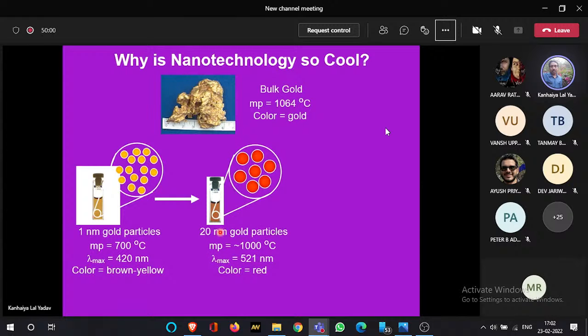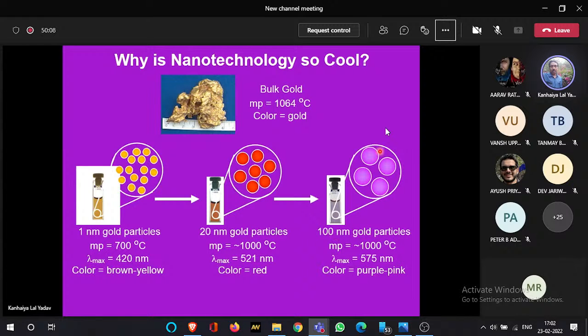If you make it 20 nanometer gold particles, the melting point is 1000 and the color is red. If you go to 100 nanometer size of the same gold particles, the melting point is still 1000, but the color becomes purple pink. So bulk gold has a melting point of 1064 and gold color, but at smaller sizes, the same material with different size shows brown yellow, then red, then purple pink color, and the melting point also changes.